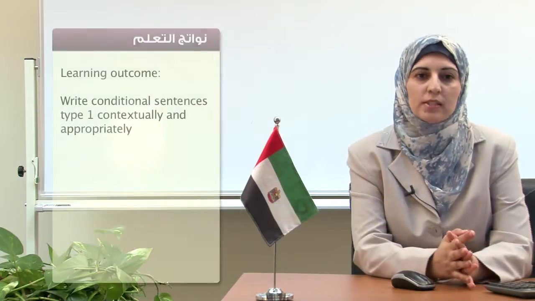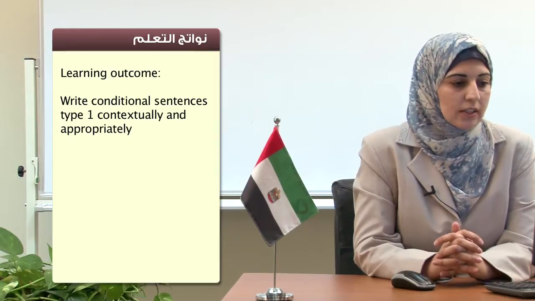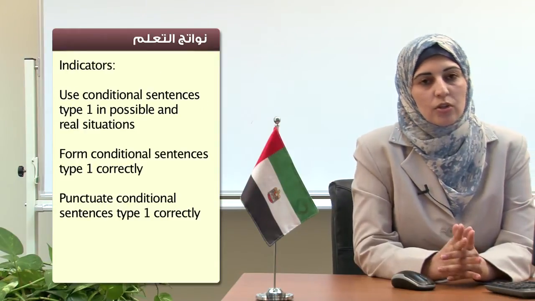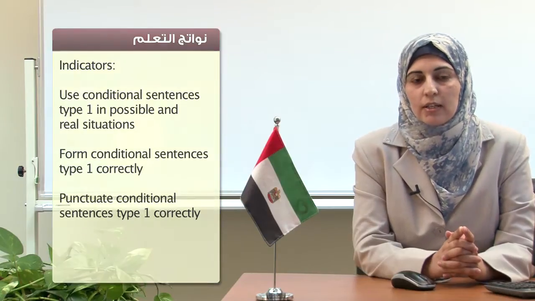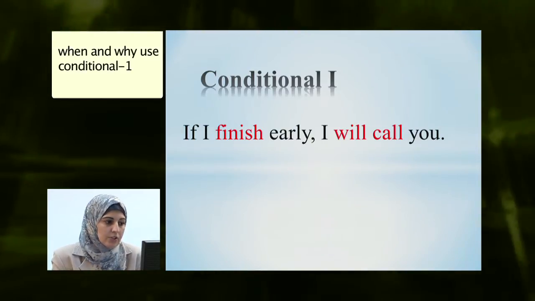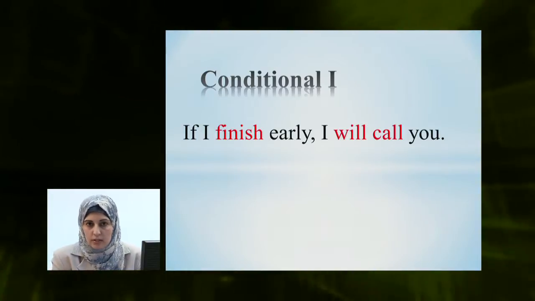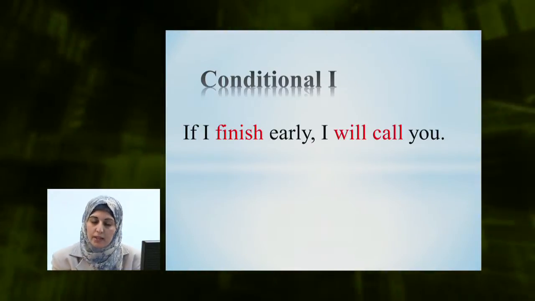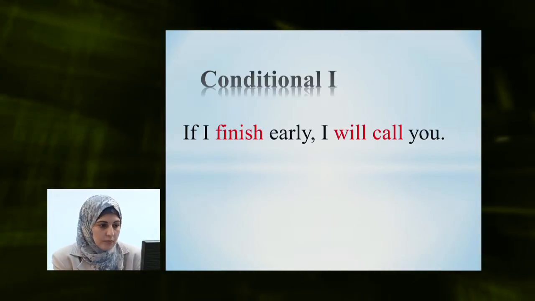This example shows us the conditional type 1. If I finish early, I will call you. So normally we use conditional type 1 to talk about the action that will or may happen in the future. So in my sentence, if I finish early, I will call you. That is, this thing, calling you, may happen in the future in case I finish early.